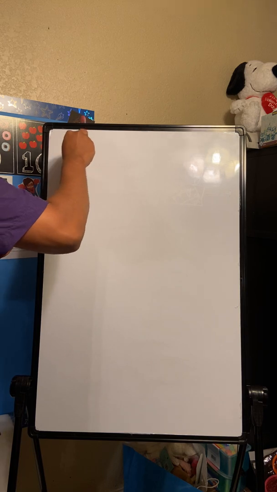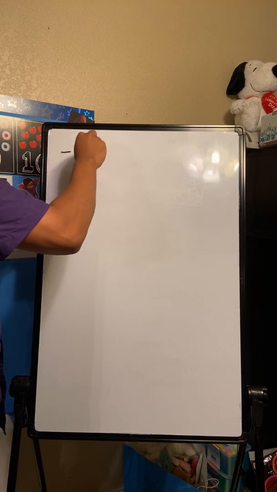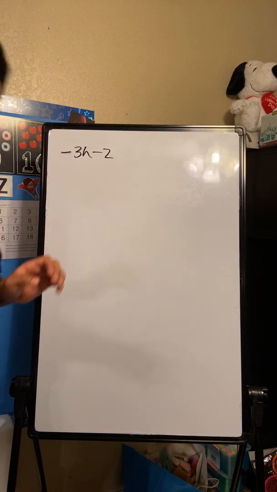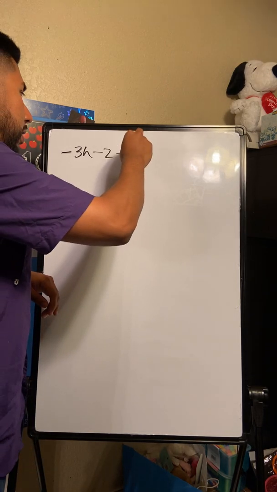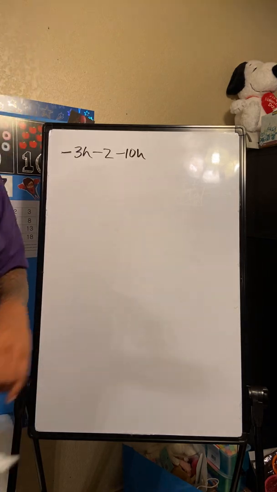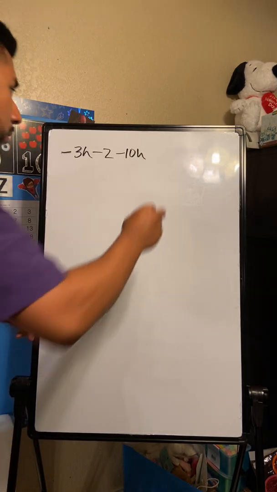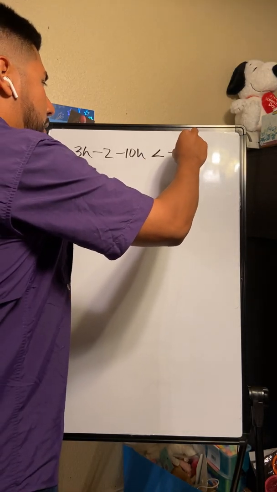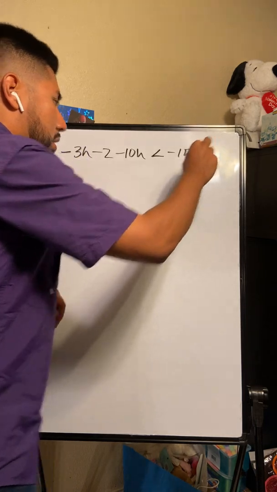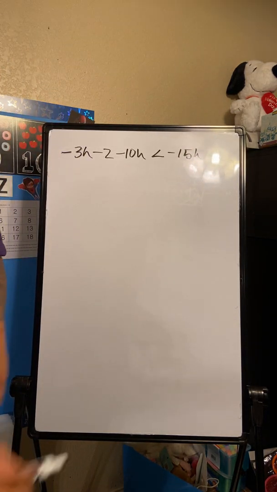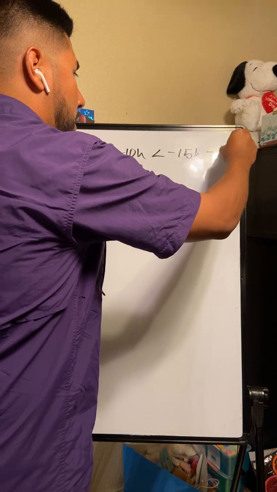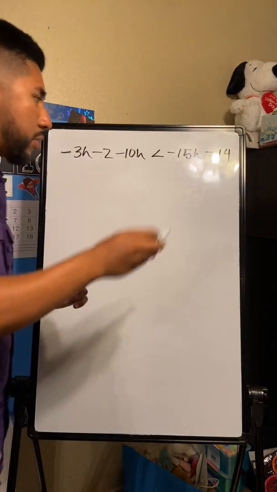First problem is negative 3h minus 2 minus 10h is less than negative 15h minus 14. Okay, going through the steps in order.